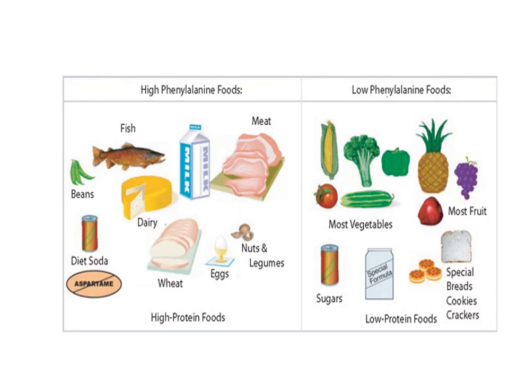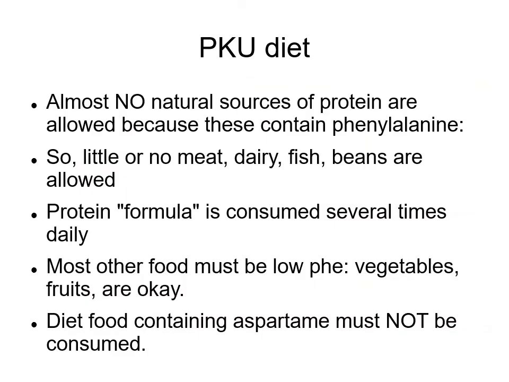Low phenylalanine foods, which do have some protein but are relatively low in protein, include most vegetables and most fruits. And now there are special formulas that are made for PKU diets for people that really can't eat normal protein. So no natural sources of protein are really allowed. The formula has to be consumed several times a day in order to maintain sufficient phenylalanine for normal protein synthesis, but not enough that you get a huge excess to lead to the debilitating disease. Also, diet food containing aspartame does contain phenylalanine, and that must not be consumed.